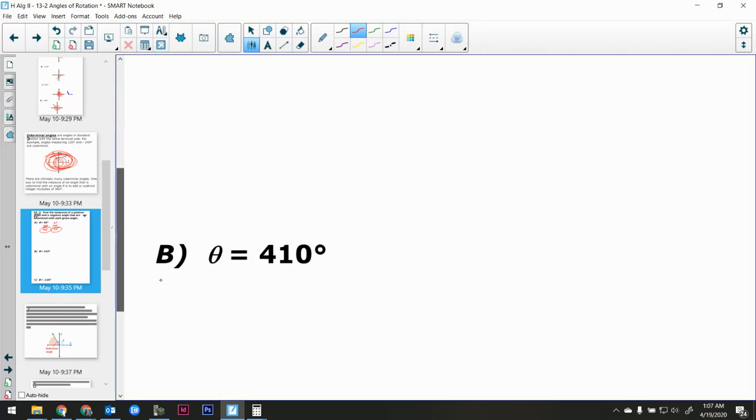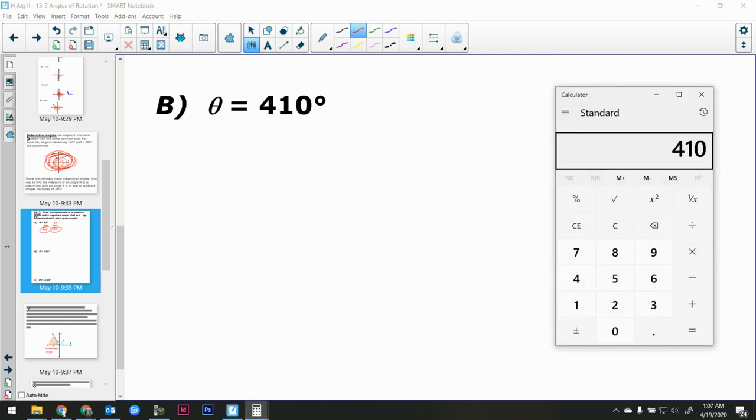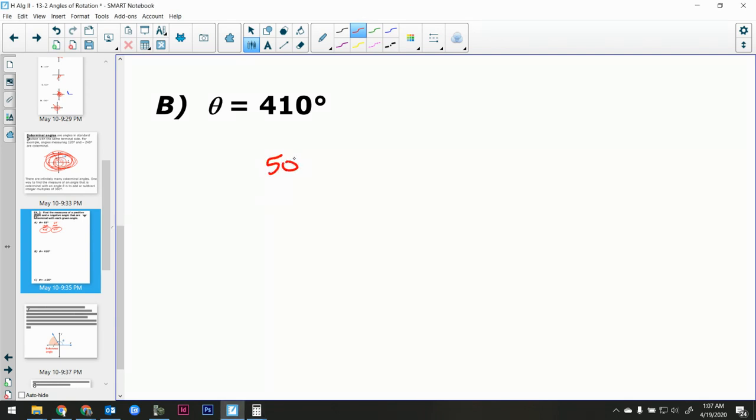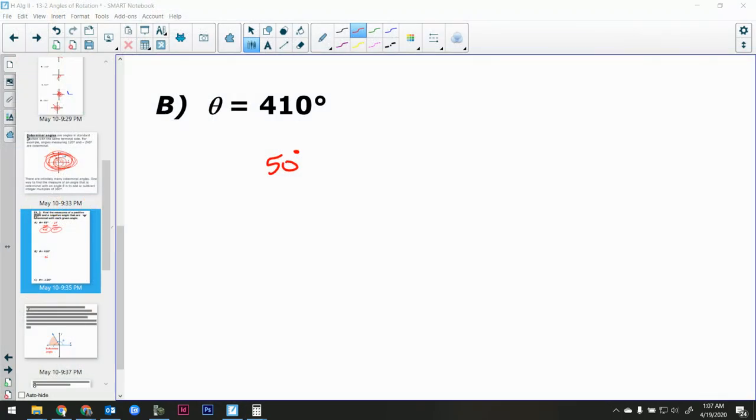Let's do a couple more. 410. Okay, now my positive coterminal angle, since this is more than 360 degrees, I'm just going to take off 360 degrees, which gives 50 degrees. The positive coterminal angle. I just want a positive version of it. If you add 360 degrees, well, what would that be? 410 plus 360, that's 770, right? So you could say 770 if you really wanted to here, but 50 is a little cleaner.